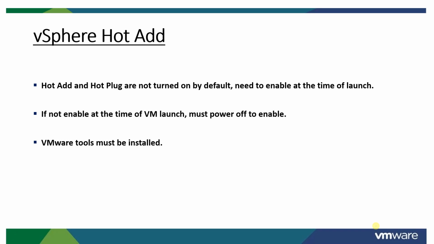And what are the important things you have to take care of? Hot add and hot plug are not turned on by default. You have seen in Photon Linux we enabled that, so it needs to be enabled at the time of launch. Now, if it is not enabled at the time of VM launch, then the machine must be powered off to enable this. Let's justify this, that if the hot add feature is not enabled at the time of VM launch, we must power off the machine. This we will practically justify. So for doing that, we will go to our VMware hands-on lab.